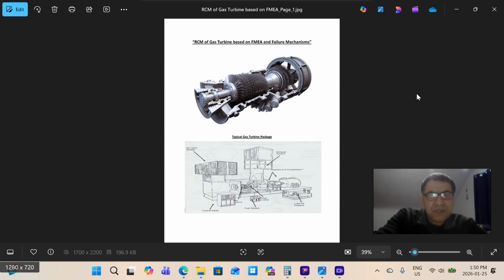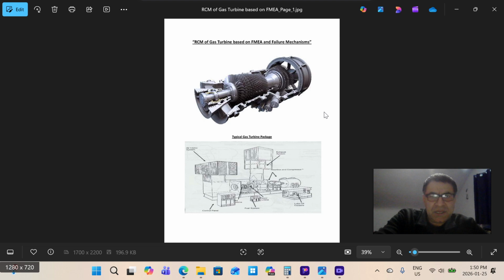Hi everyone. Today we are going to review the RCM, Reliability Centered Maintenance, of the gas turbine based on FMEA, Failure Mode and Effects Analysis, of the gas turbine.